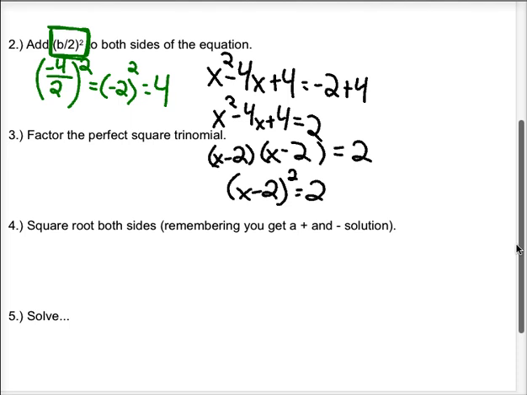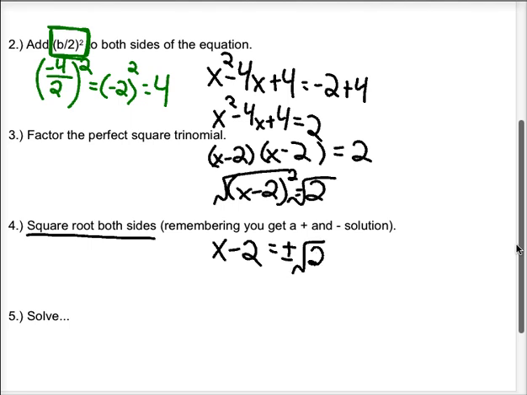Well, now we have to finish solving it. The way we finish solving it, you have to square root both sides, because square rooting will undo a square. So now over here, all I have left is that x minus 2. Taking a square root will undo a square. They cancel each other. And then on this side, well, square root of 2 isn't a nice number. So all I have left is plus and minus square root of 2.